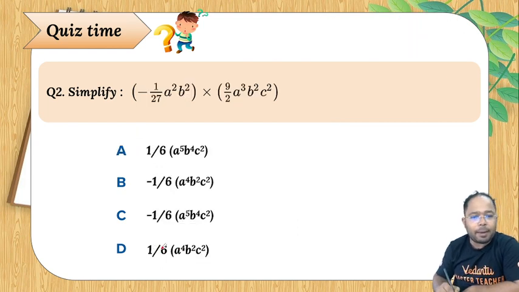Simplify minus 1 by 27 a square b square into 9 by 2 a cube b square c square. What should be the answer? Just follow the tips or tricks that I say. Whatever rules I declared right now, use those, you will definitely get the correct answer.